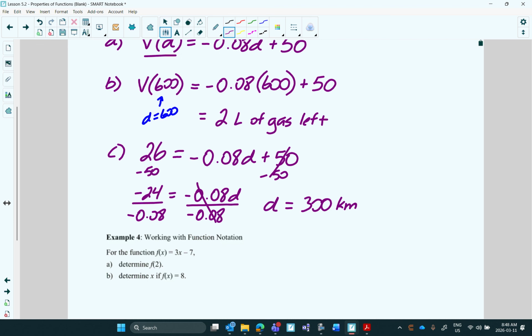So with this vehicle, if there's going to be 26 liters left in the tank, that means you must have driven 300. Okay.